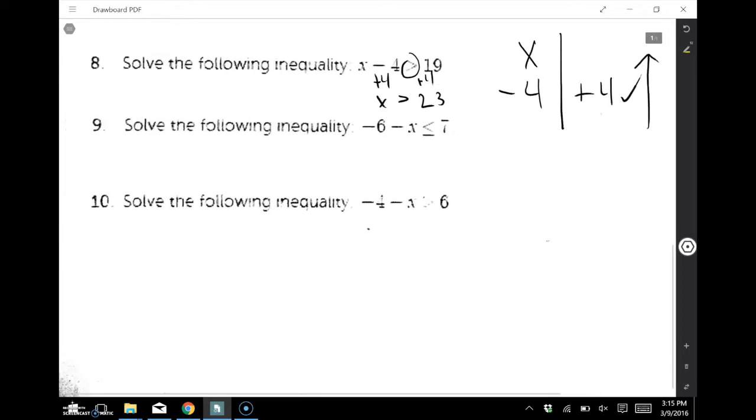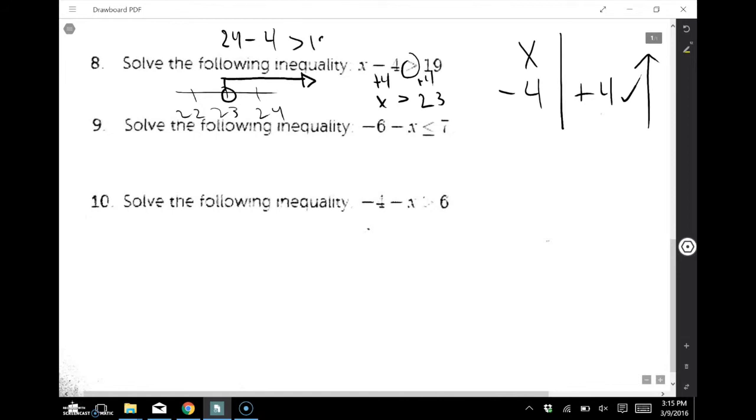It's going to be an open circle. So there's 23, there's 24, there's 22, open circle, and it needs to be all the numbers that are greater than 23. But 23 isn't part of my answer. And we can quickly check this, right? I am actually checking using 24 because it's underneath my truth arrow here. I'm just going to put it in for x. 24 take away 4 is greater than 19. 24 take away 4 is 20. 20 is definitely greater than 19. So the arrow's pointing the right way.